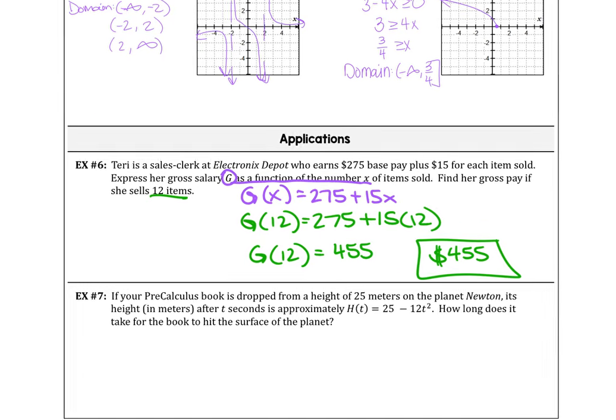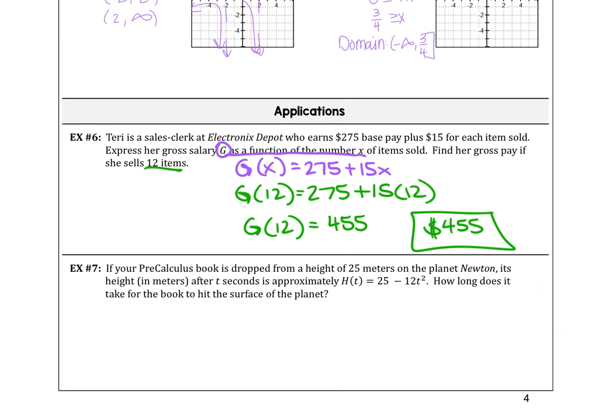There we go. If your pre-calc book is dropped from a height of 25 meters on the planet Newton, its height after t seconds is approximately that function. How long does it take the book to hit the surface? Okay, so if we're going to hit the surface, that means the height has to be 0. So we're setting this equation equal to 0. So 25 minus 12t squared equals 0. Add 12t squared to the other side. So 25 equals 12t squared. Divide by the 12. 25 twelfths equals t squared.